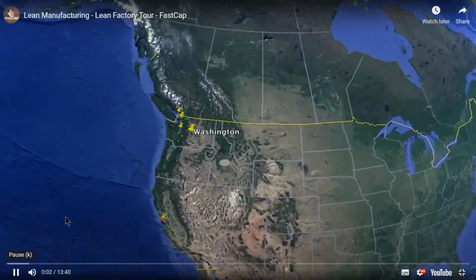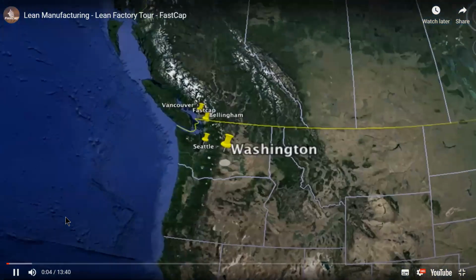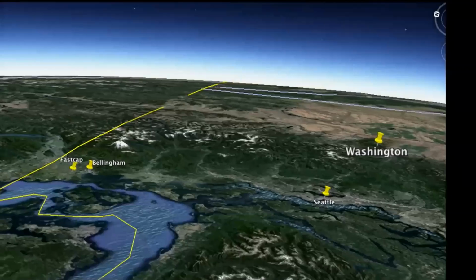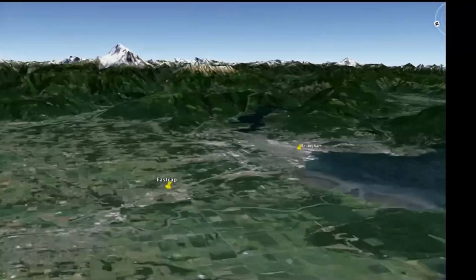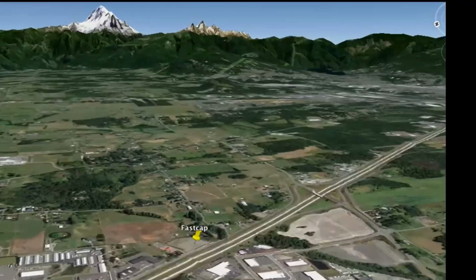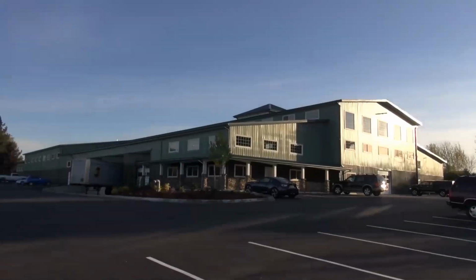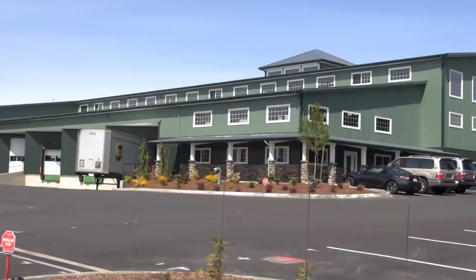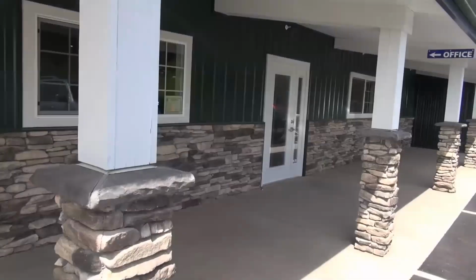Time to take a tour of FastCap. FastCap is located in Bellingham, Washington, just about 2 hours north of Seattle, up in a little tiny town called Ferndale, right on I-5. It's a beautiful place. We have about a 50,000 square foot facility. It's just really, really cool place to work. About 110 windows, lots of natural light everywhere coming in. We're going to take you inside.